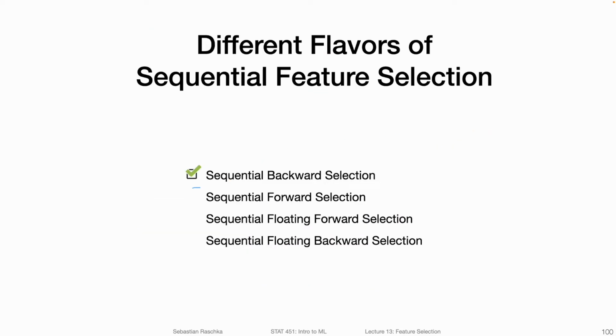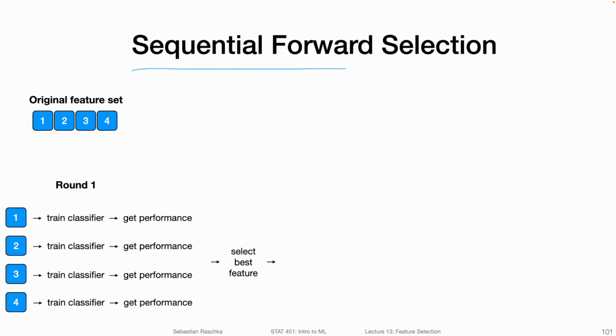Now we covered sequential backward selection. And like I mentioned before, there are different flavors of sequential feature selection. Sequential backward selection is maybe the most common one. Another common one, though, is sequential forward selection, which I want to introduce in the following slides. So sequential forward selection is actually pretty similar to sequential backward selection. In sequential backward selection, we remove one feature at a time. In sequential forward selection, we add one feature at a time. Starting with an empty feature set, we grow the feature subset until we have the maximum number of features reached.